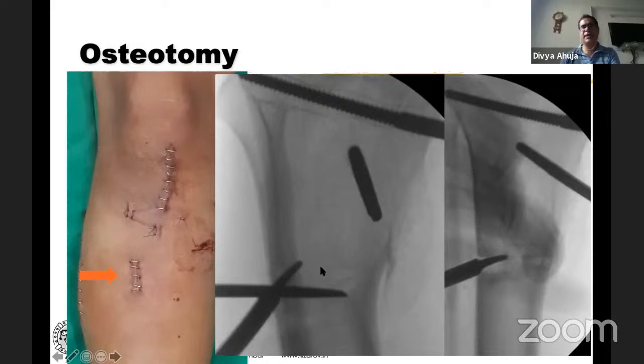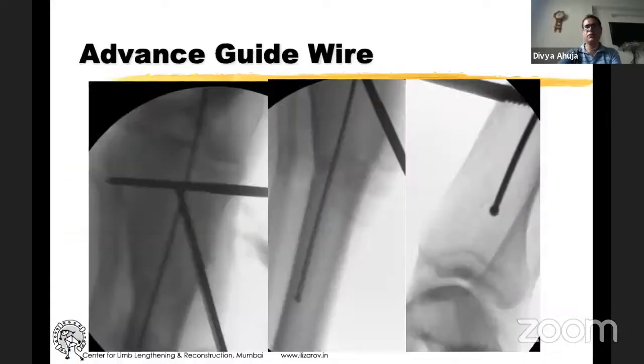This is a bone spike just to prevent soft tissue damage. And then just that lateral cortex was removed. No big wedges were taken out, just the lateral cortex was removed, and the rest of it was closed with the force to compress that portion. Then the guide wire was advanced.